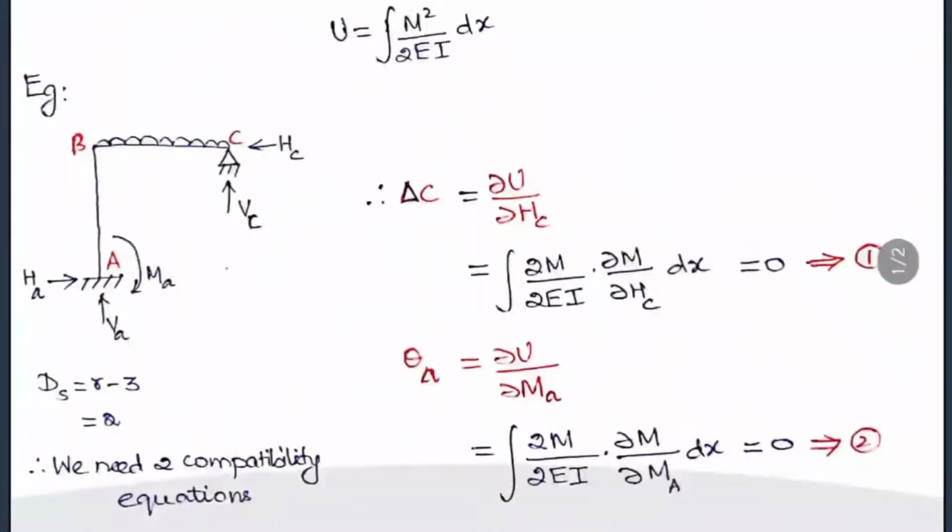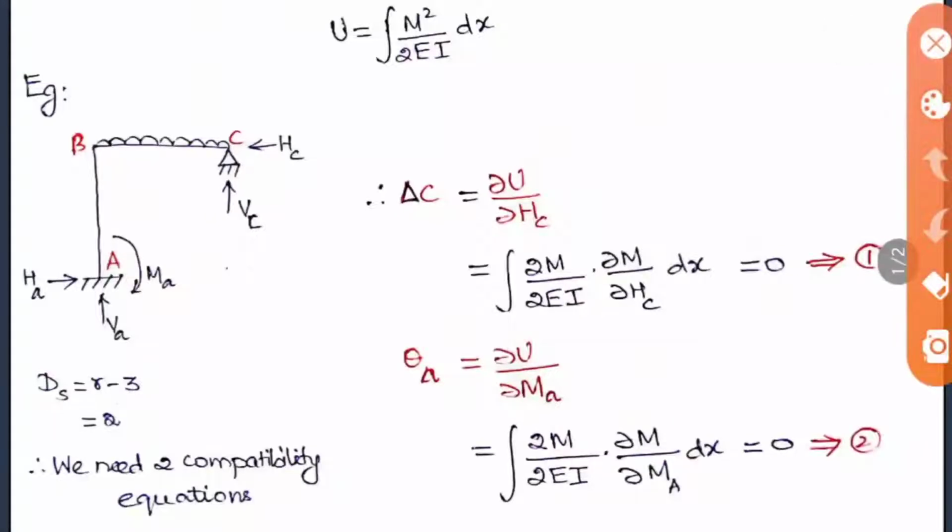Okay, so here a simple example is given. A portal frame is taken, A, B, C. Here at the point A it is a fixed support, so horizontal reaction, vertical reaction, and moment also occur there. At the point C, one vertical reaction and one horizontal reaction occur there.